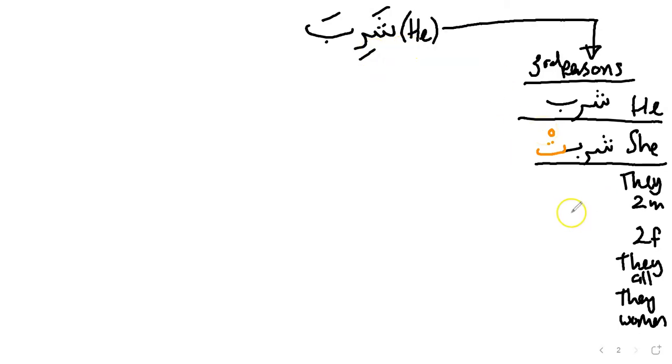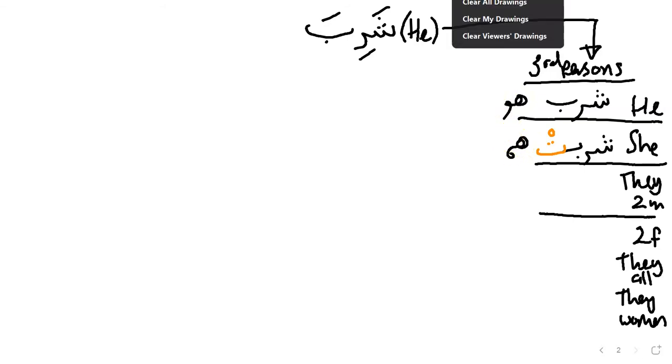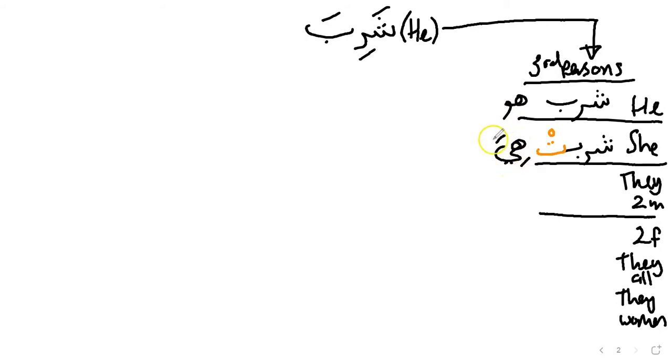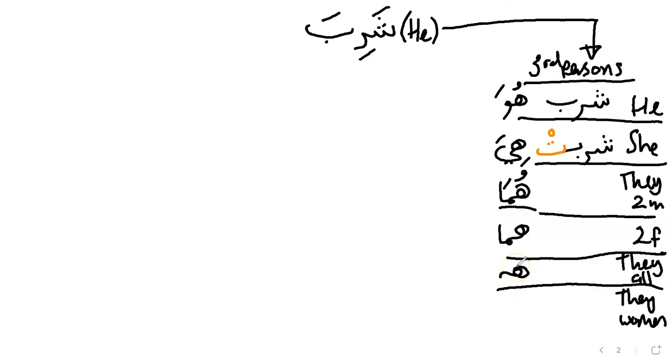They two, I didn't put it in Arabic. So he is hua. She is hia. They two will be huma. They two, female, also is huma. They all, you say, hum. And they, women, you will say, hunna.